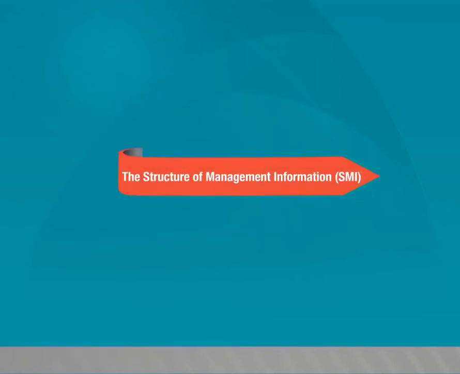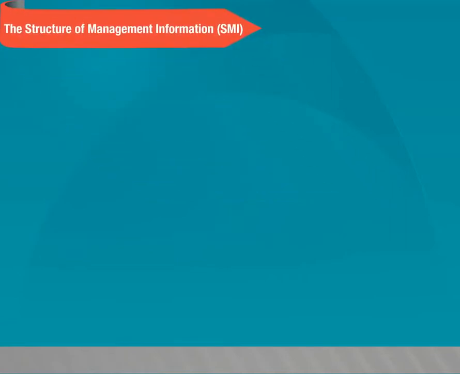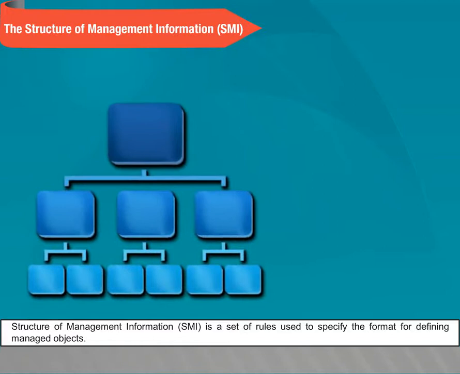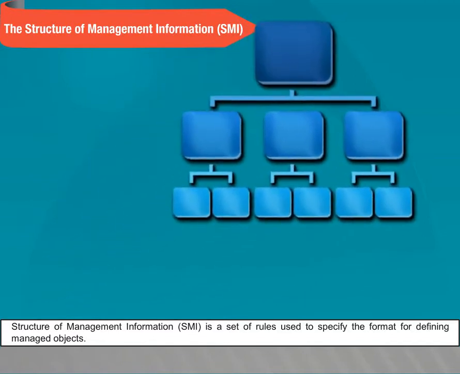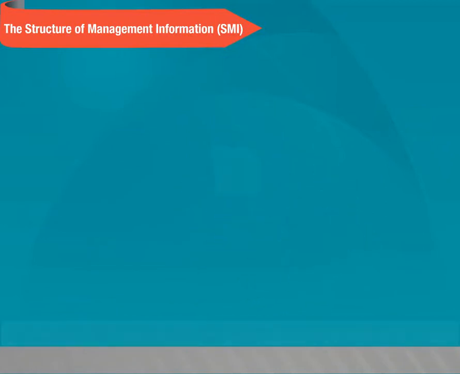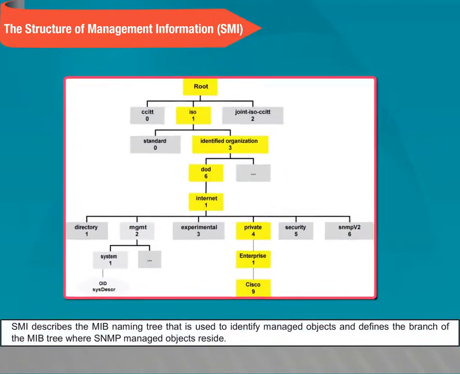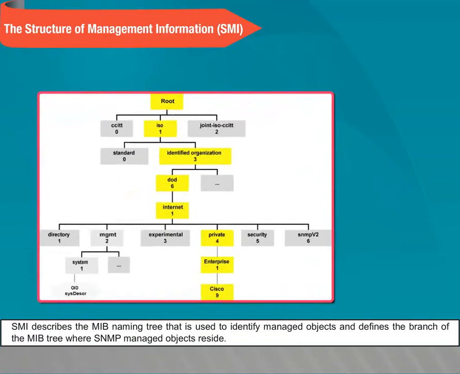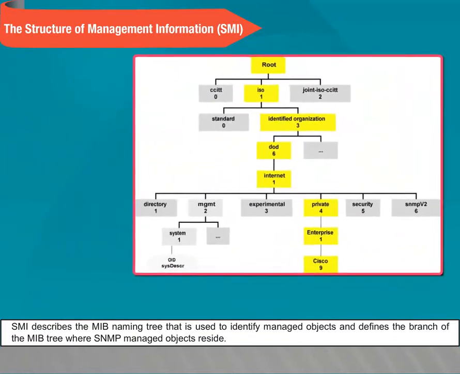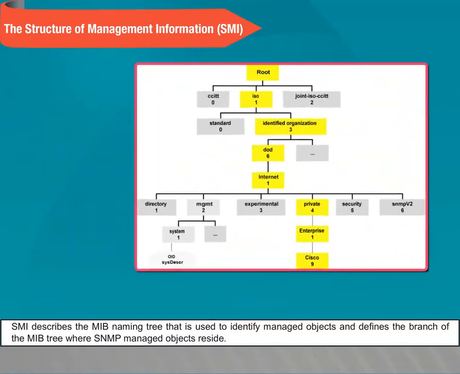The Structure of Management Information (SMI). Structure of Management Information (SMI) is a set of rules used to specify the format for defining managed objects. SMI describes the MIB naming tree that is used to identify managed objects and defines the branch of the MIB tree where SNMP managed objects reside.